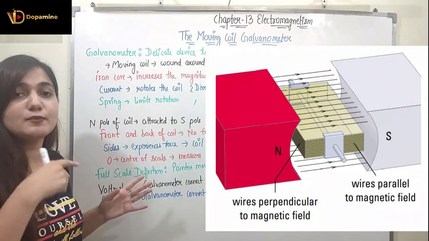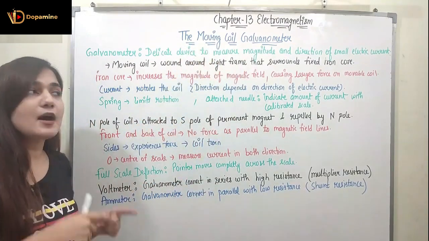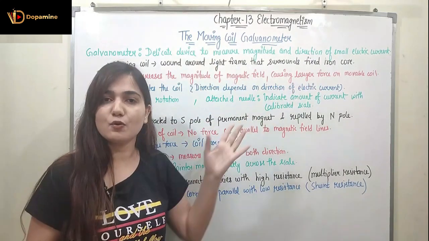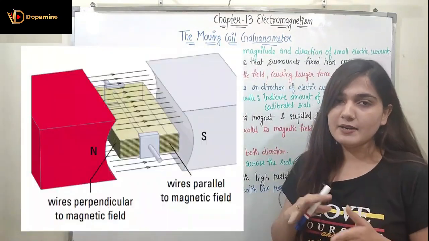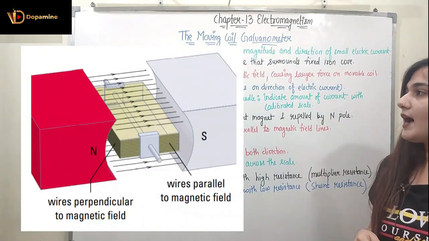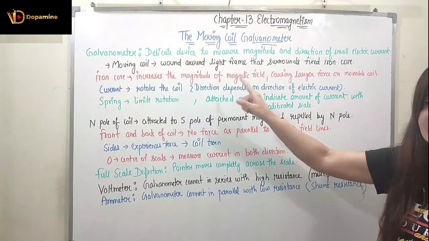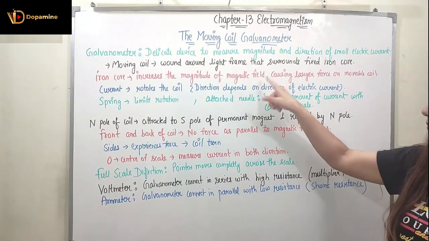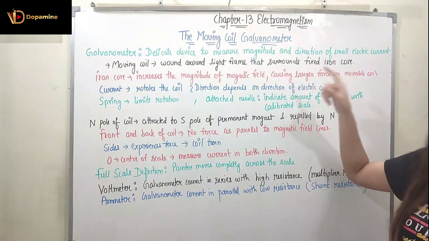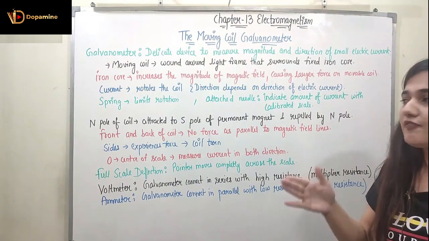So here we will be using a moving coil, and this is the reason it is called the moving coil galvanometer. The moving coil is wound around a light frame that is surrounding a fixed iron core. Why are we using the iron core? Because it is going to increase the magnitude of the magnetic field. We all know iron is going to increase the magnitude of the magnetic field, and it is going to cause a larger force on the movable coil so that it is going to deflect, right?